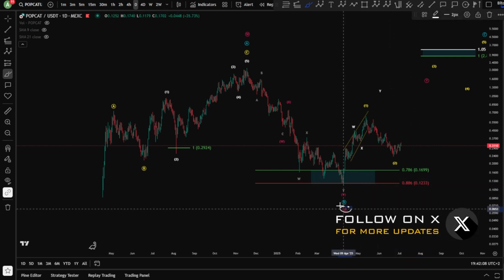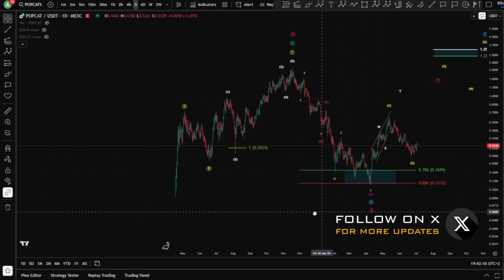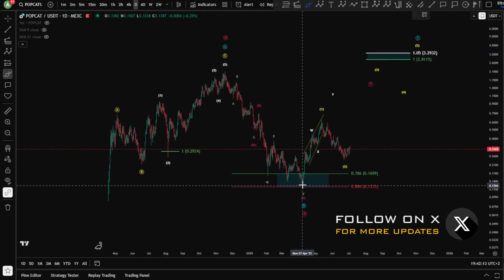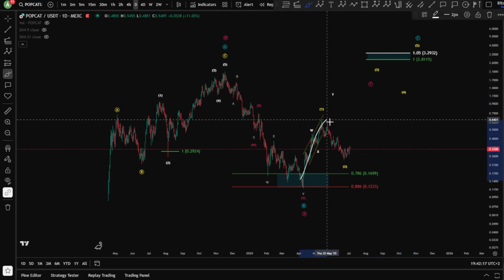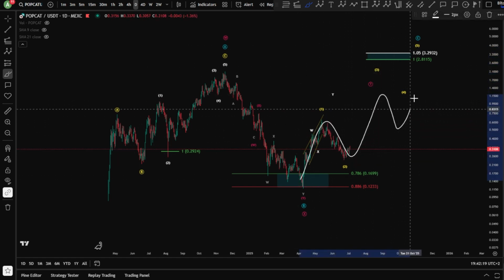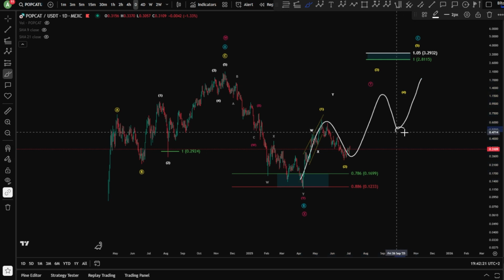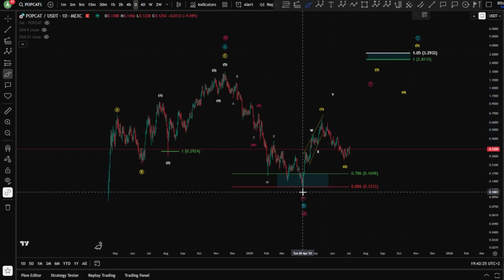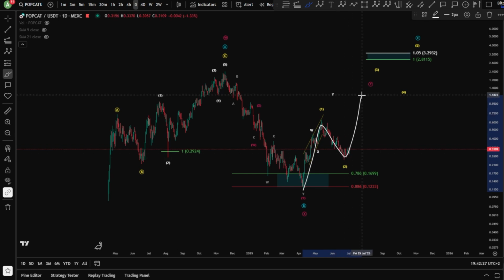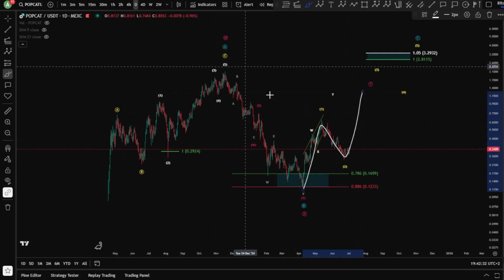a wave X. After this, you would like to see, of course, a wave C toward the upside, which can be an impulse, a 1, 2, 3, 4, and a 5. It can also be a diagonal 1, 2, 3, 4, and a 5, of course with the wave 4 interfering with zone 1. Another possibility is that you have a zigzag here for a wave Y, A, B, C toward the upside, finishing a W, X, and a Y.